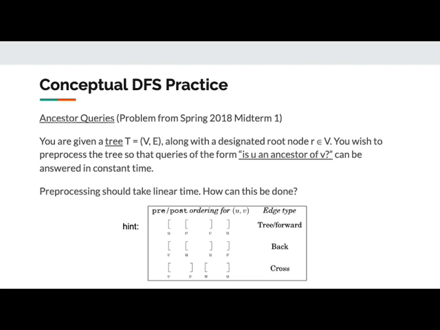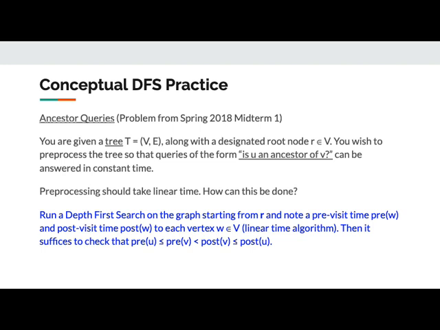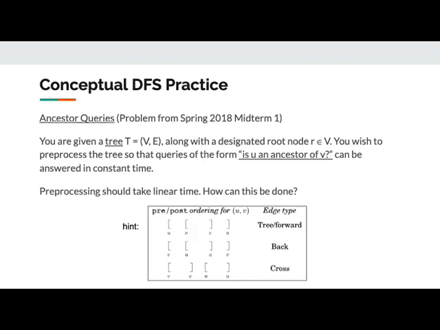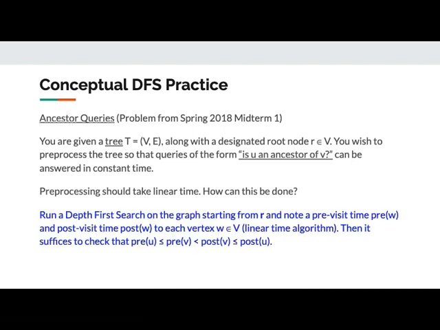Yes, exactly. So we use the DFS algorithm. We run DFS on the graph, and we compute pre-order and post-order with the explore algorithm that you just saw before. Because, as the hint points out, if it's a tree edge or forward edge, the pre-order and post-order are in a specific pattern. Any questions?